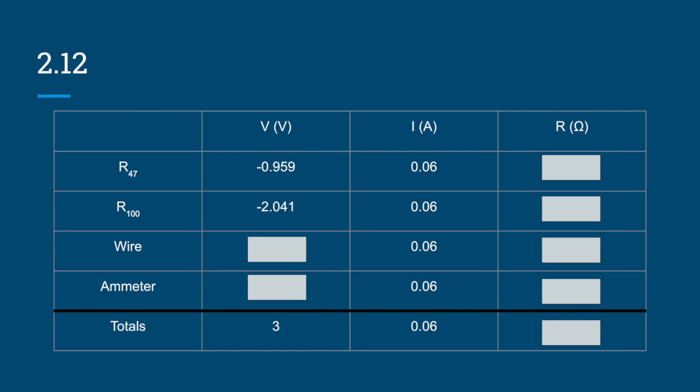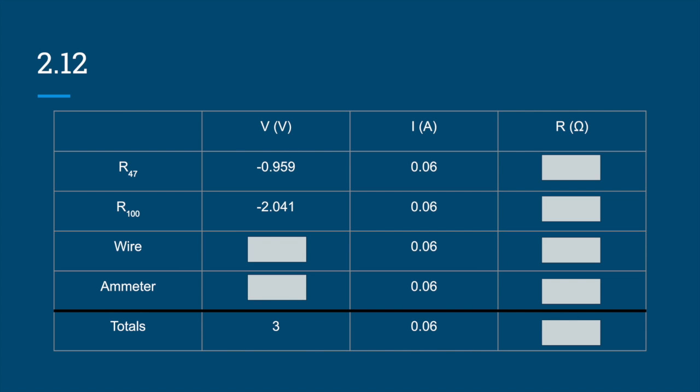Here we were asked to determine the resistance of the two resistors, the wire and the ammeter. So I created this VIR table, which is helpful for analyzing circuits. The first thing we know is that because it's in series, the current is the same everywhere. So we know that it's 0.06.